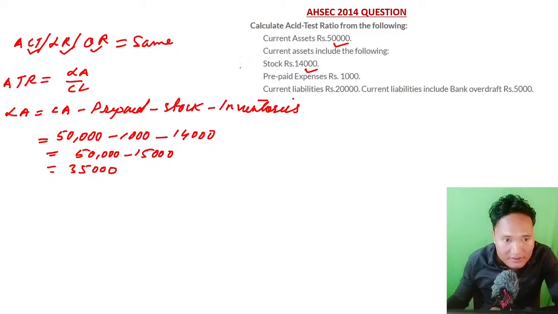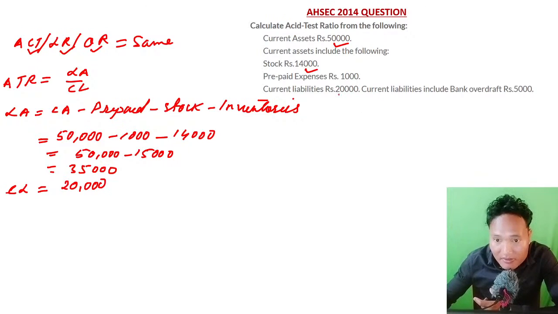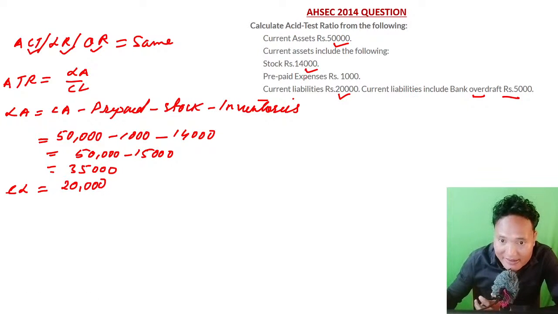So this is the value of liquid asset. Now the current liabilities value is 20,000, they have given out here. Current liabilities of rupees 20,000. Current liabilities include bank overdraft. It means in this value bank overdraft is also included. So you don't have to deduct the value of bank overdraft, because current liabilities include the bank overdraft, bills payable, tax payable. Sometimes instead of giving bank overdraft, they may give current liabilities include bills payable. It means you don't have to do anything, you have to write as it is.